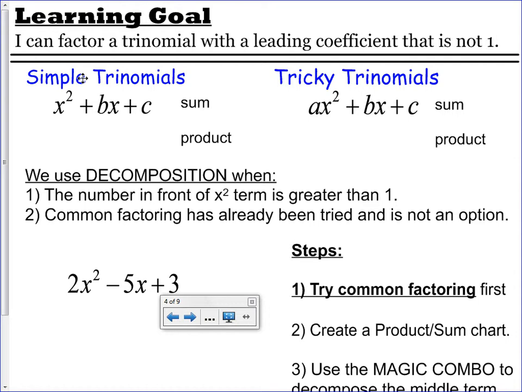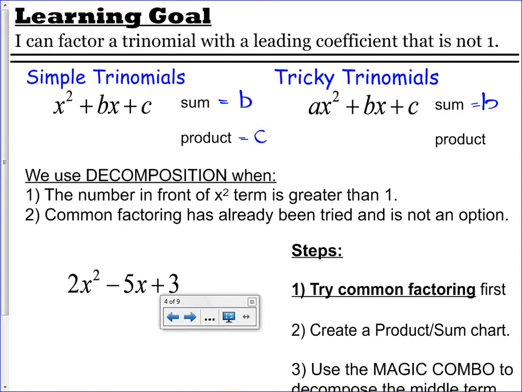So we've done the simple ones, which are fairly easy. In simple trinomials, the sum will always add up to b. The product will always add up to c. Now, in a tricky trinomial, even if you common factor, you'll have some sort of a value that's not equal to 1. The sum here will always be b, so that stays the same.